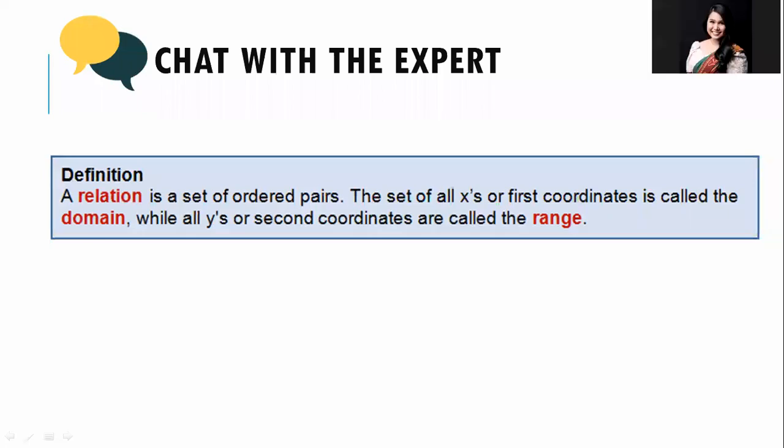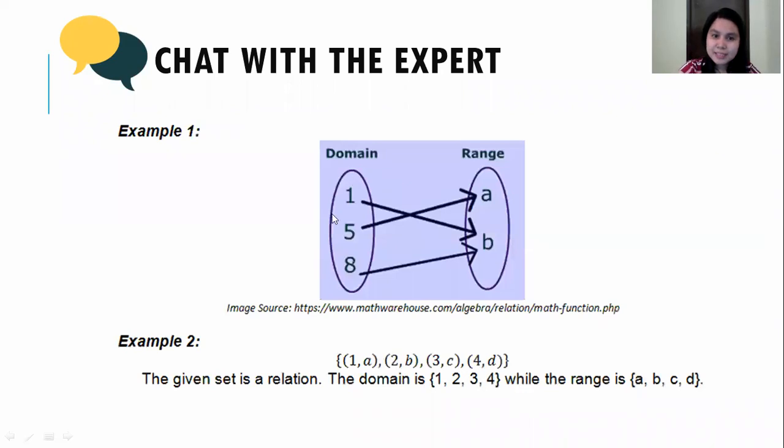Now, in a relation, the set of all x's, or the first coordinates, we call it the domain, while the set of all y's, we call it the range. For example, we have this one. The set of all first coordinates, the 1, 5, and 8, we call this the domain. And the set of all your y's, like A and B, we call this the range.